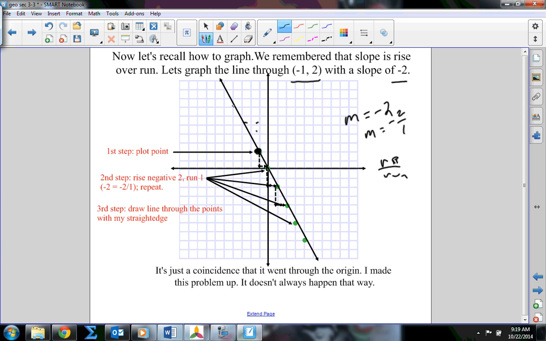I don't know how I got off with this, but that's how it works. And you plot 3 or 4 points and you can draw the line. Now, as it notes right here, it's just a coincidence that I went to the origin. Not every line goes to the origin. I just happened to make one up that did. But don't think that you have to plot the point and then go through the origin. That's not how it works. You're going to follow the slope and the rise and the run of that.